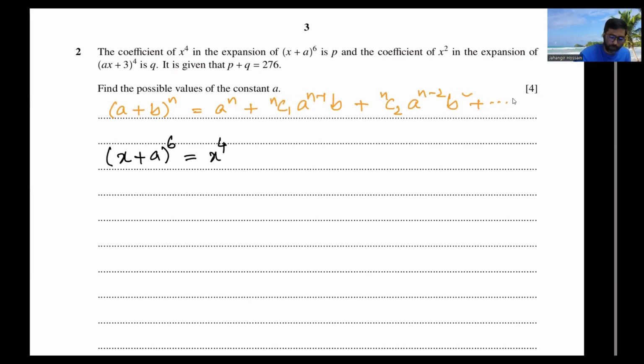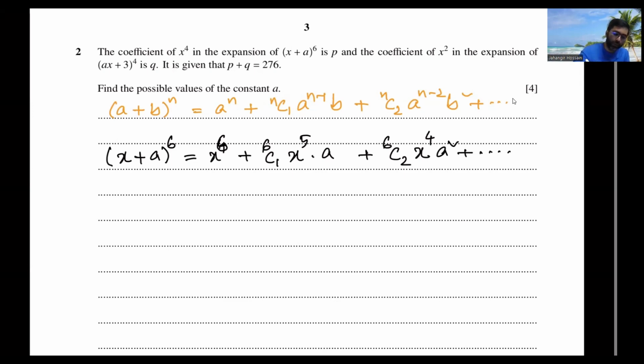Apply here the binomial expansion formula: x to the power 6 plus 6C1 x to the power 6 minus 1, that's 5, into a. We'll need the next term, which is 6C2. And in this term, we'll have the power of x as 4, into a square. We don't need any further term. So the coefficient of x to the power 4 in the expansion of (x plus a) whole to the power 6 is 6C2 a square.